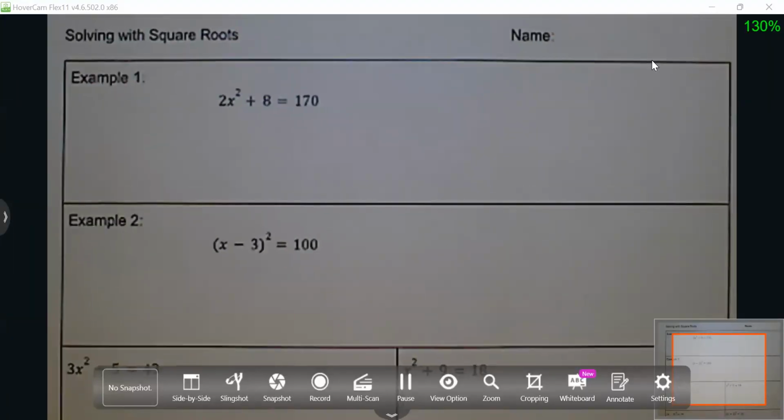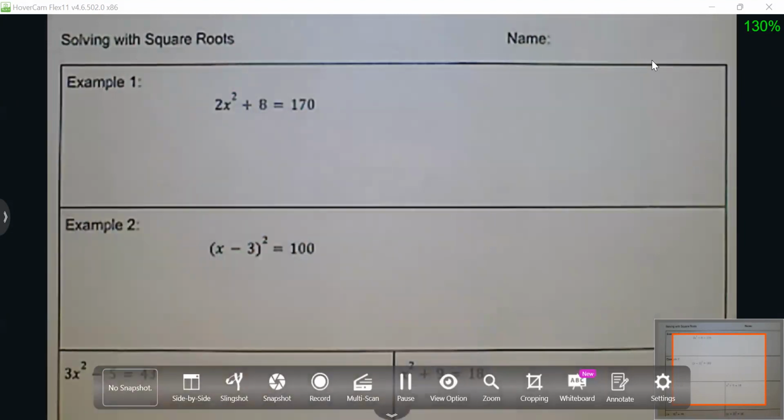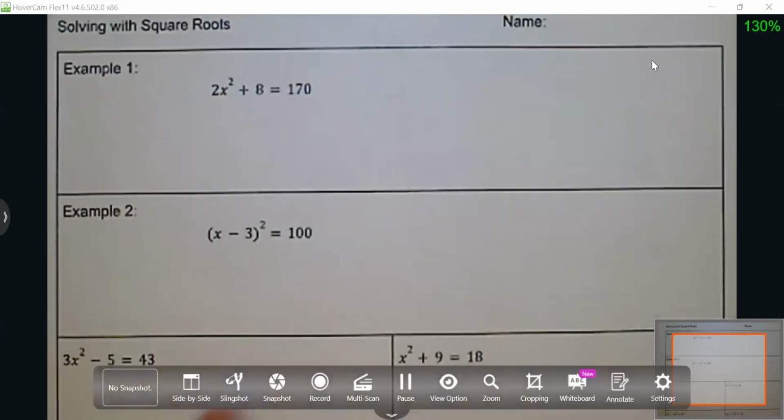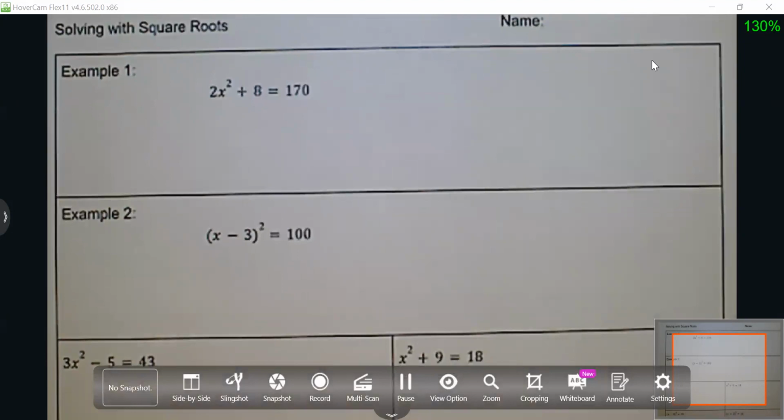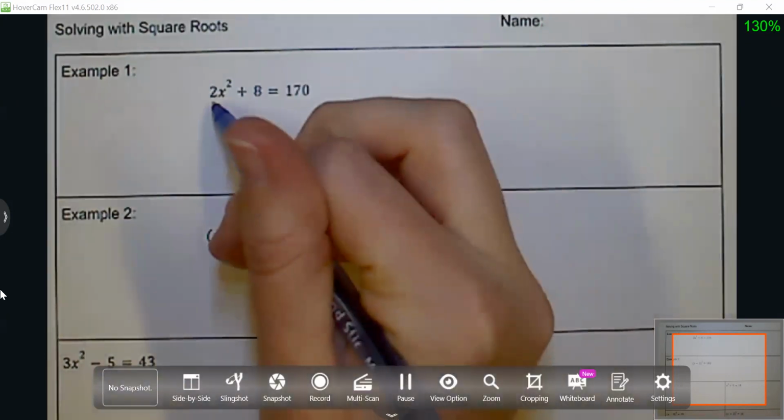Okay, today we're going to review solving with square roots. I'm going to do 2 examples and then you should be able to do the rest. We learned these both last class, so hopefully this is just a refresher.